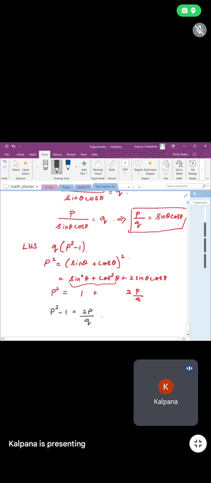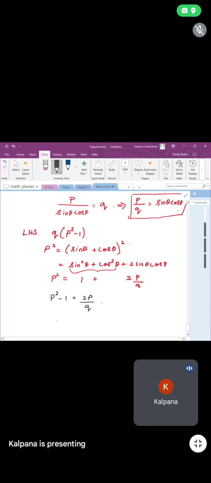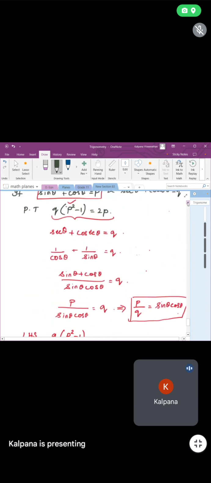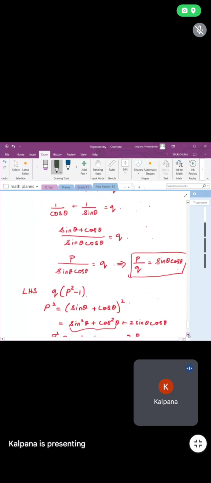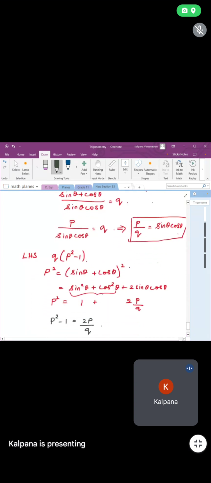What are we supposed to prove? So taking Q to the other side, Q times P square minus 1 equals 2P. So this is what we require. Okay, so they are asking us to prove Q times P square minus 1 is equal to 2P. So for that, if you expand P square, we get this form, where sine square theta plus cos square theta we know is 1.